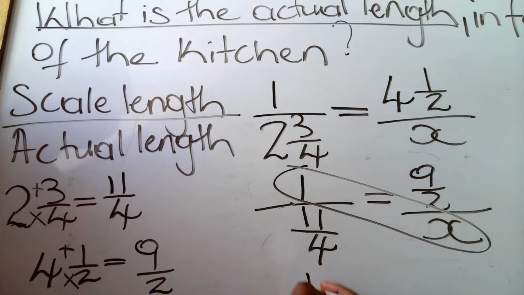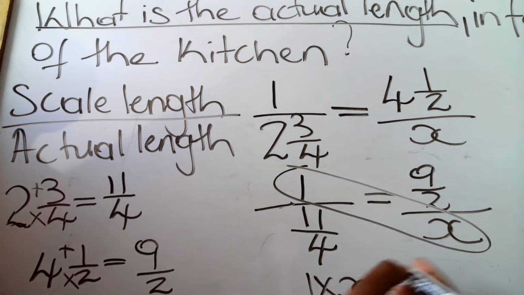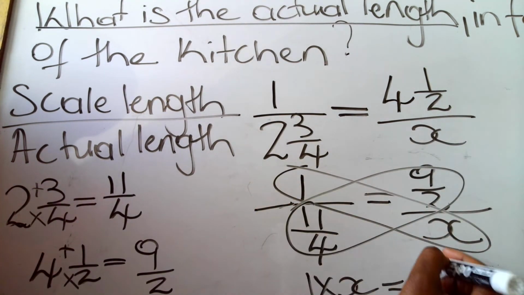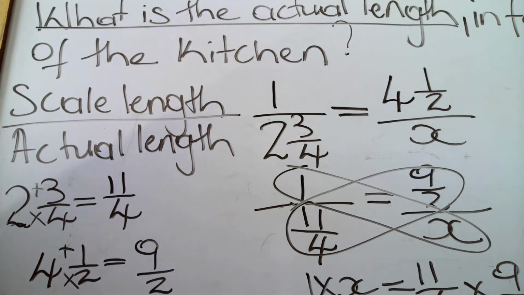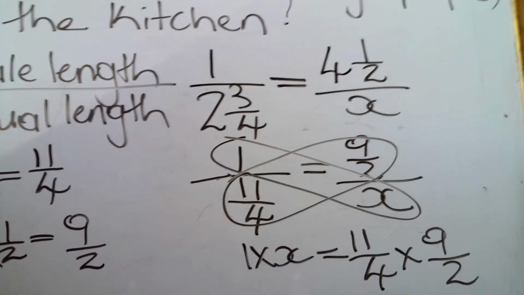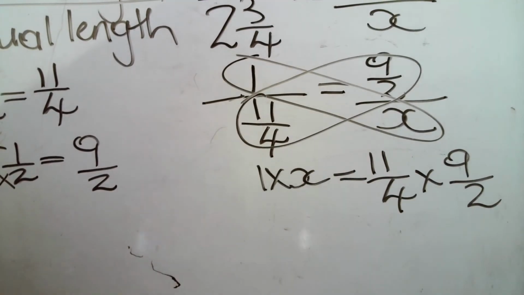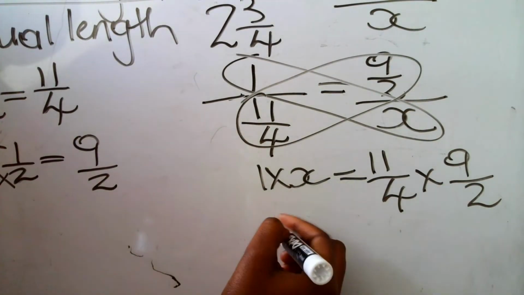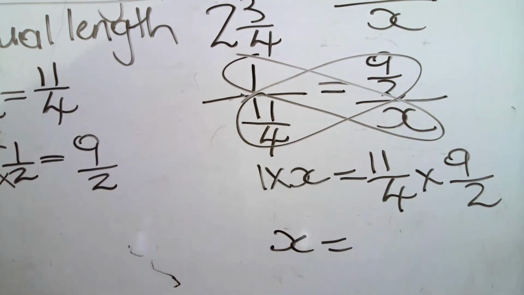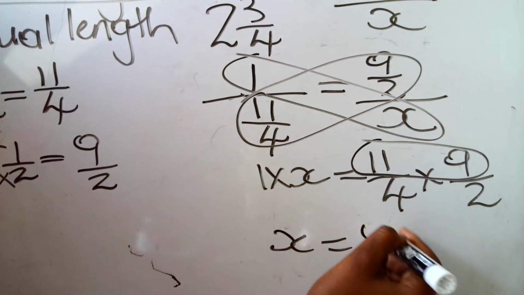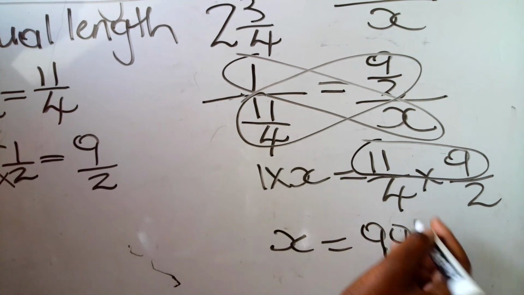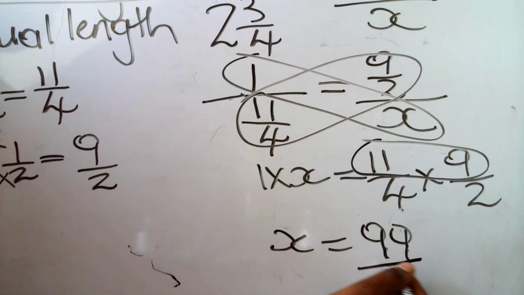1 times x, and we have 11/4 multiplied by 9/2. So 11/4 multiplied by 9/2. So that's what we now have. 1 times x, that's x. When you multiply fractions, you can multiply numerator with numerator. 11 times 9, that's 99. 4 times 2, that's 8.